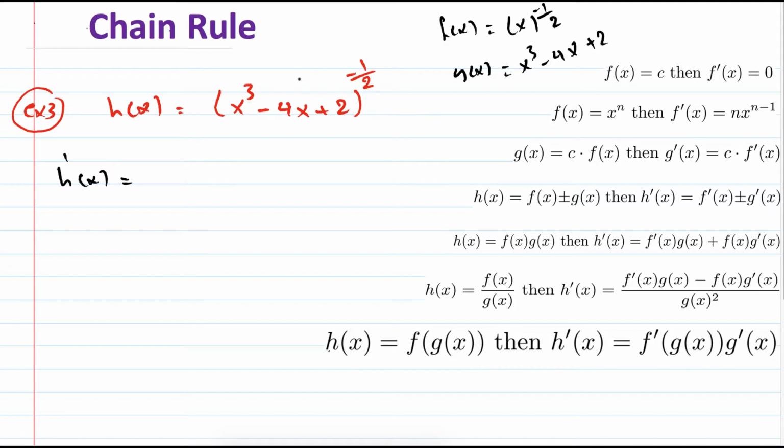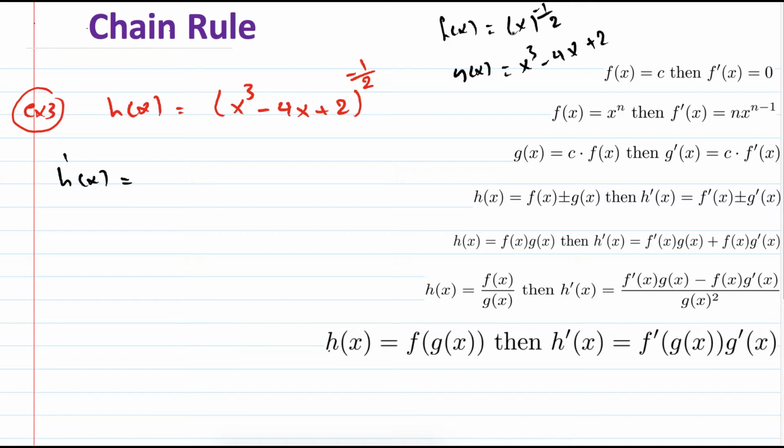Okay, so if I want to find h prime of x, I have to find the derivative of the mom function, which is this big function right here, and then multiply by the derivative of g of x. So the derivative of f of g of x multiplied by the derivative of g of x. Okay, the derivative of f of g of x equals the derivative of this one.